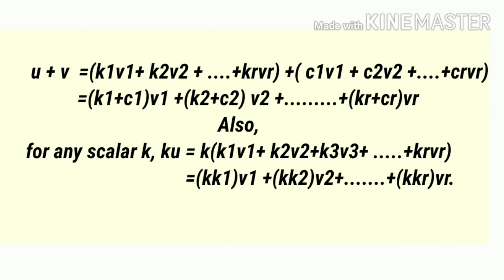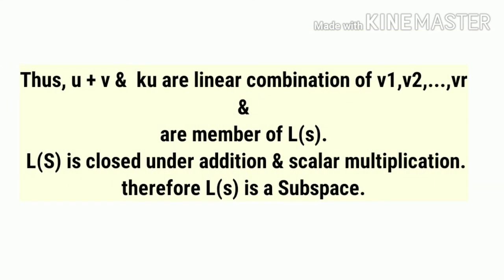The vector u plus v is a linear combination of vectors v1, v2 and so on vr. Scalar multiplication also gives an element that is a linear combination of vectors v1, v2 and so on vr. Thus, vector u plus v and vector ku are linear combinations of the vectors v1, v2 and so on vr. Vector u plus v and vector ku belong to L of S, as they are members of the linear combinations of these vectors v1, v2 and so on vr. Therefore, L of S is closed under addition and scalar multiplication. Thank you.